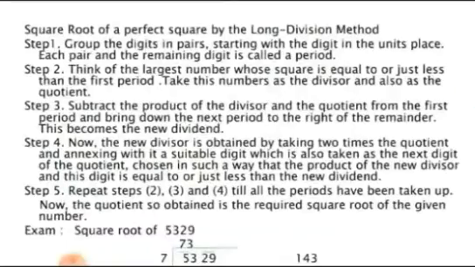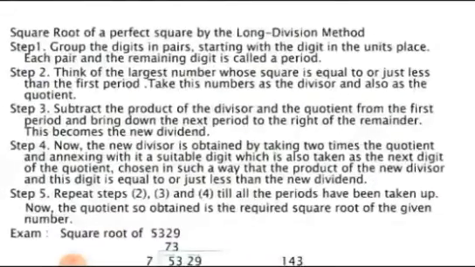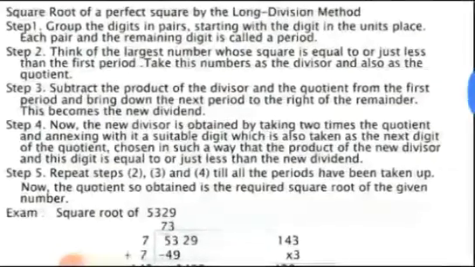Step 1. Group the digits in pairs starting with the digit in the unit place. Each pair and the remaining digit is called a period. Step 2. Think of the largest number whose square is equal to or just less than the first period. Take this number as the divisor and also the quotient.